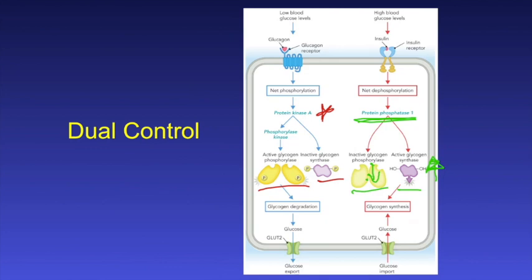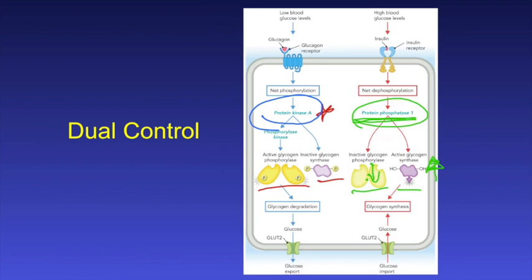By upregulating one enzyme, either a kinase to phosphorylate everything, or a phosphatase to dephosphorylate everything, I turn on and off the synthesis and the degradation at the same time. So I never have synthesis and degradation going on at the same time. All right?